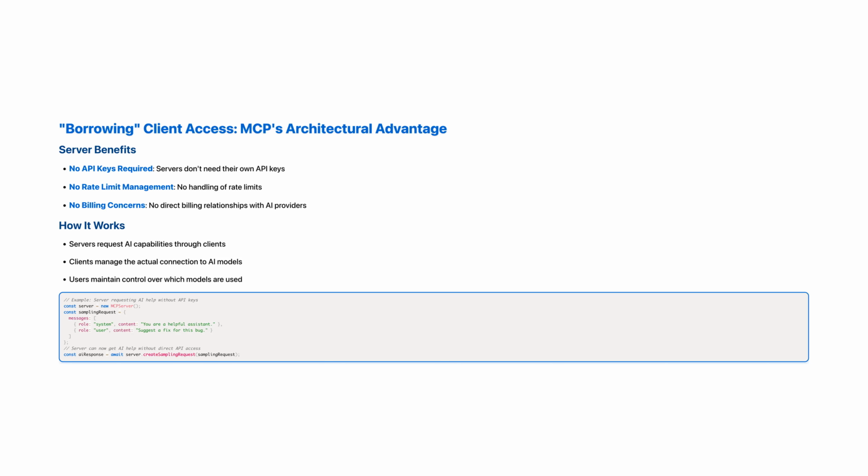That's pretty clever, actually. Does that mean servers don't need their own API keys or direct connections to these language models? Exactly. That's one of the beautiful things about MCP's architecture. The server can leverage AI capabilities without needing API keys, managing rate limits, or handling billing. Imagine building a bug-fixing tool. Your server might spot potential issues in code, but instead of maintaining connections to OpenAI or Anthropic, it just sends a sampling request through the client, which handles all the model interaction details.